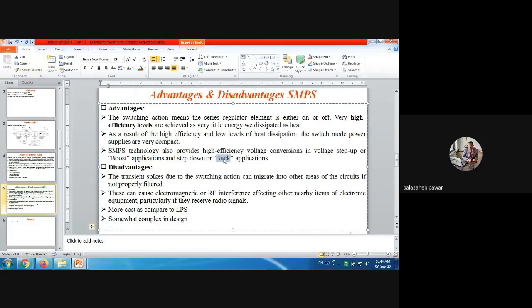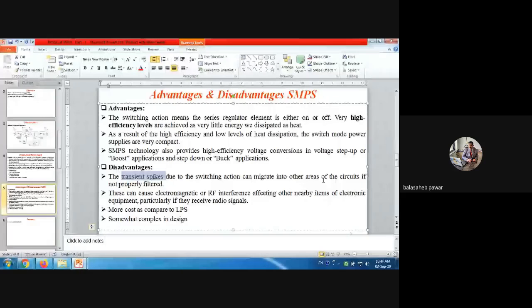Now there are disadvantages also. As I told, the transistor gets turned on and turned off at a very high frequency. In our example also, we took it as 20 kilohertz. So there are some transient spikes generated in the power lines, right? That means whatever input DC voltage we are applying to that transistor, spikes get generated, and they migrate into other areas of the circuit if not properly filtered.